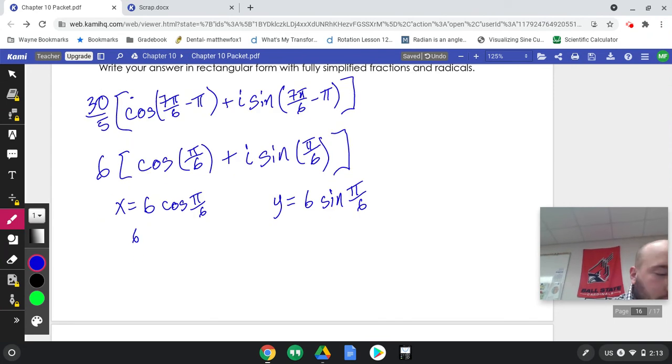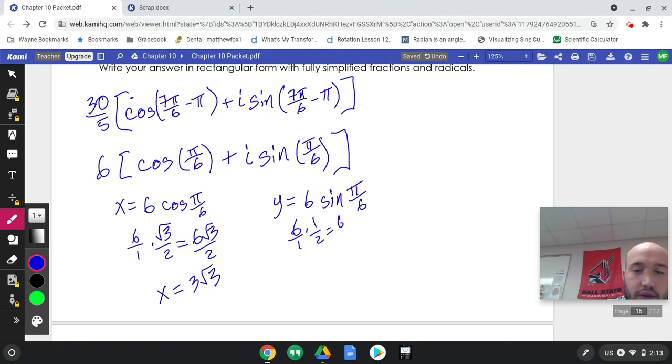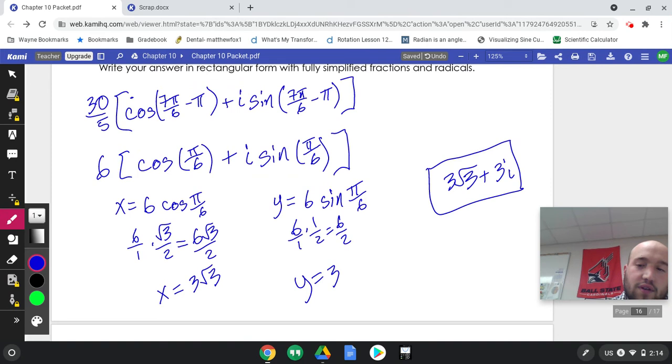All right, so 6 over 1 times square root of 3 over 2. We get 6 square root of 3 over 2, which reduces to 3 square root of 3. Same thing here, except 6 over 1 times 1/2. You'll get 6 over 2, which we know is going to be 3. So then our final answer, 3 square root of 3 plus 3i, and we are done.